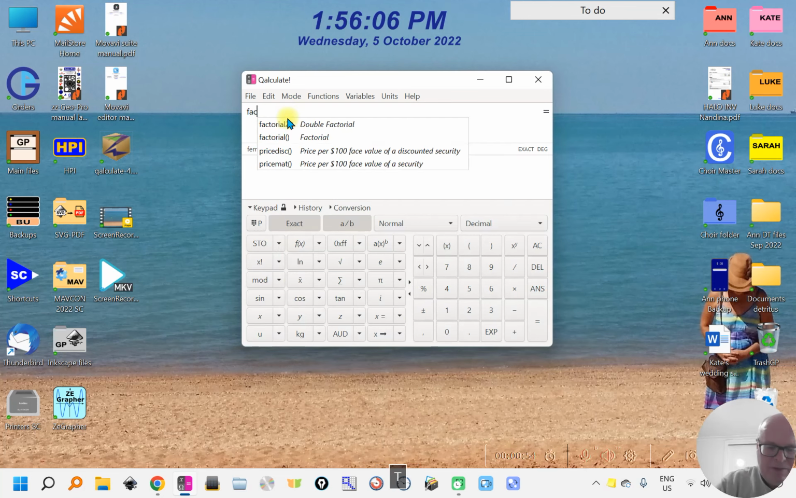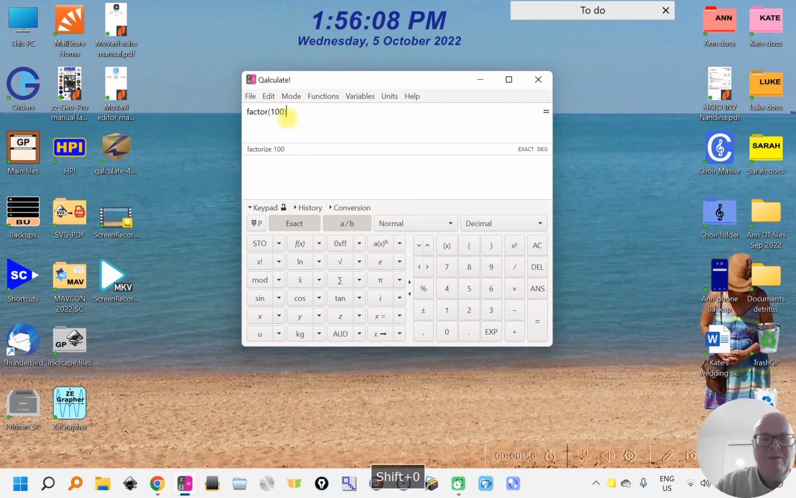And things like factor, to put something in its prime factor form, or even factorise algebraic expressions like that. There are a whole lot of things under the menu here. I'll just wipe this out.